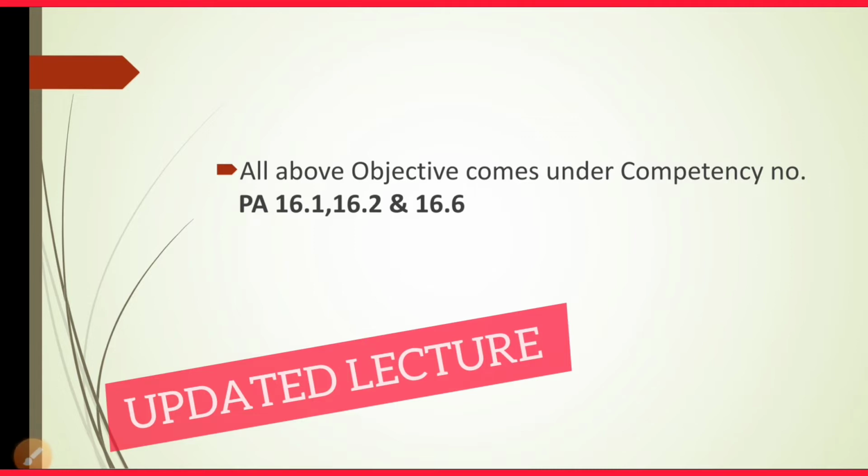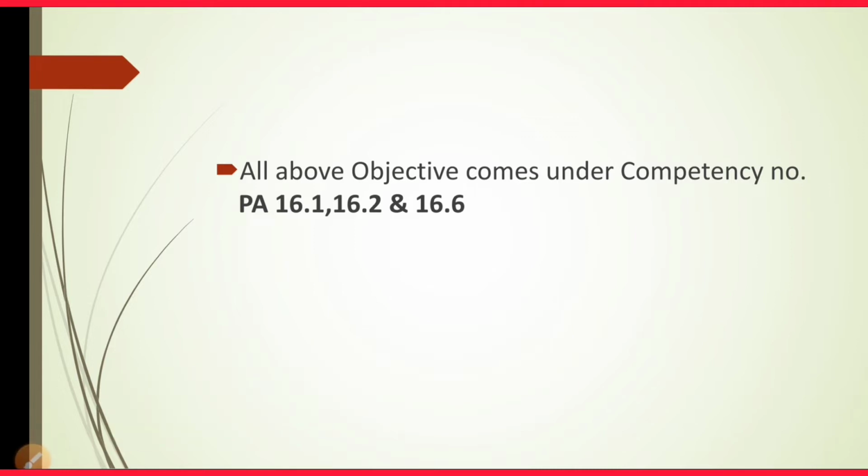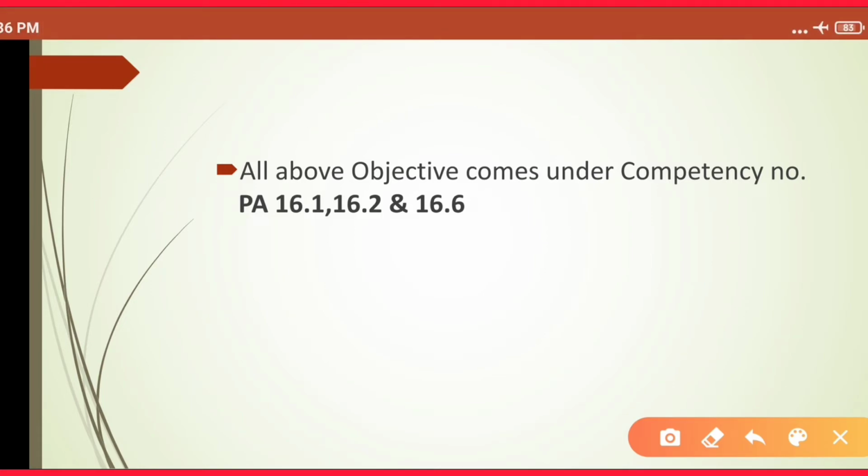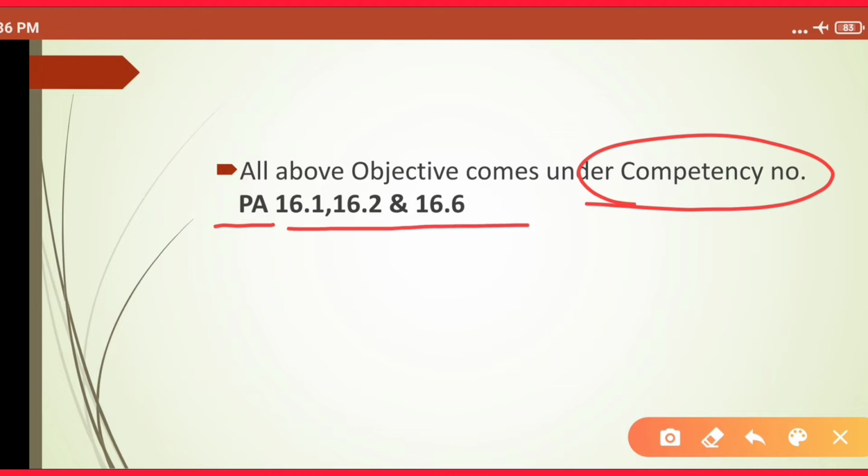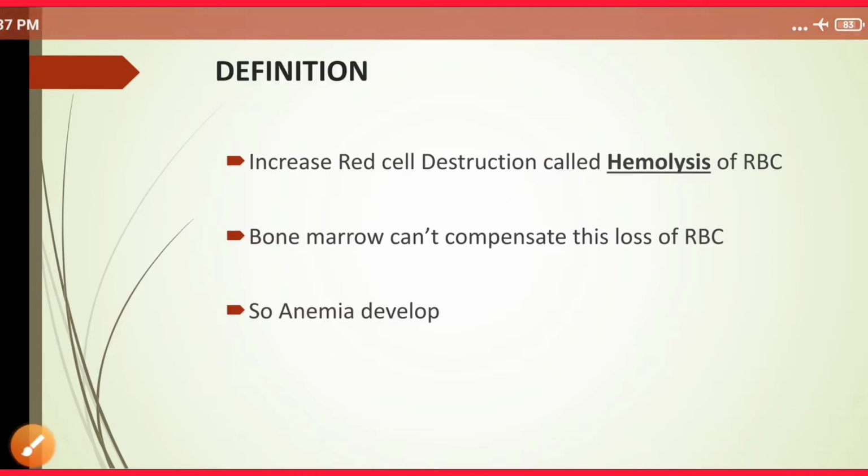Now, as per the new curriculum in India, as per the MCI, the whole portion of pathology is divided into various competencies, right? The code for pathology is PA. So today we will cover competency numbers 16.1, 16.2 and 16.6. I will make you familiar with the definition, classification and peripheral smear findings of hemolytic anemia, and I will cover some MCQs as well.